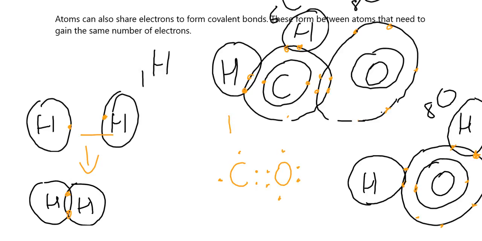And now we connect the dots that are sharing. So 1 line there, 1 line there, 1 there, and 1 there. Since there's 2 lines between the carbon and the oxygen, we call that a double bond. They're sharing 2 pairs of electrons instead of just 1.